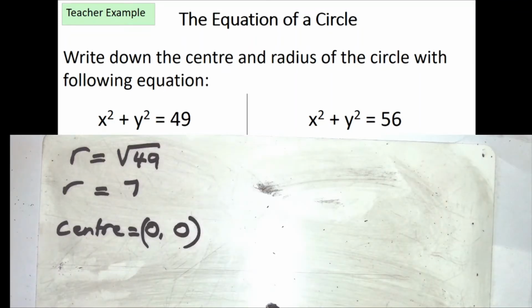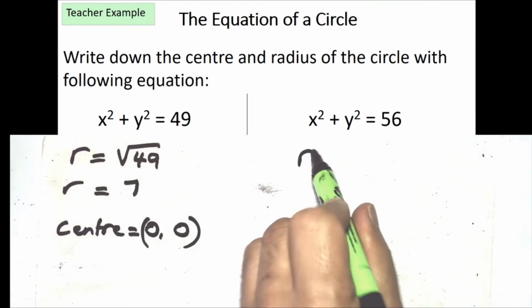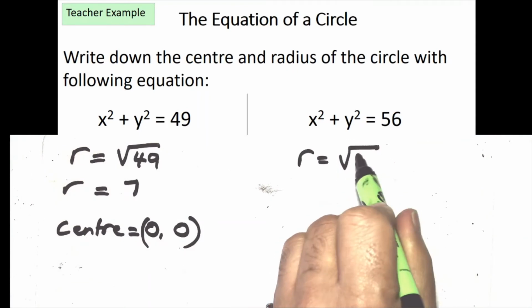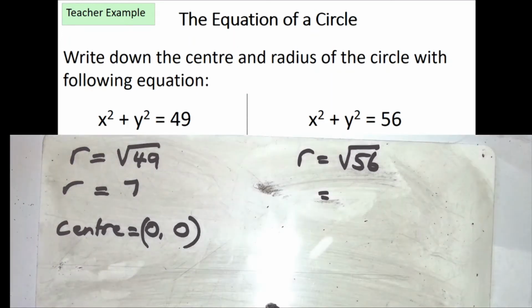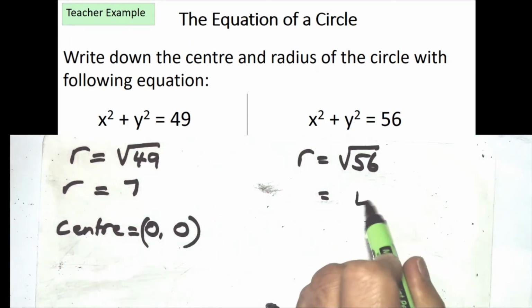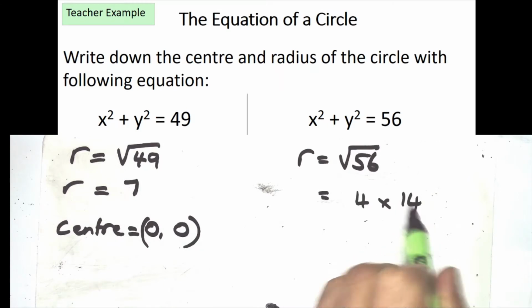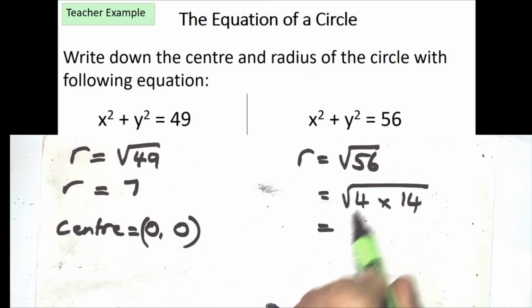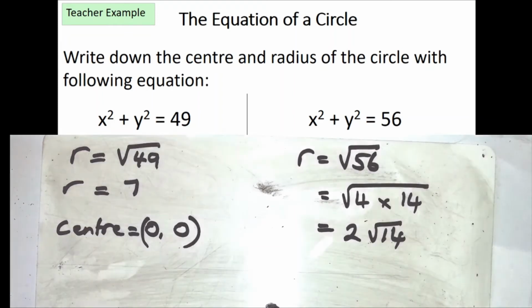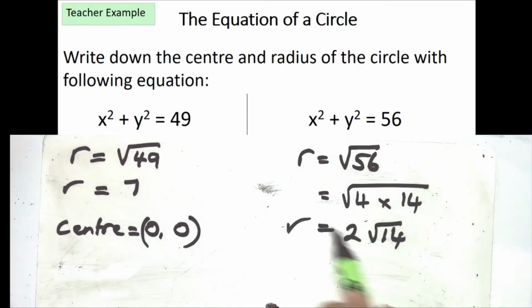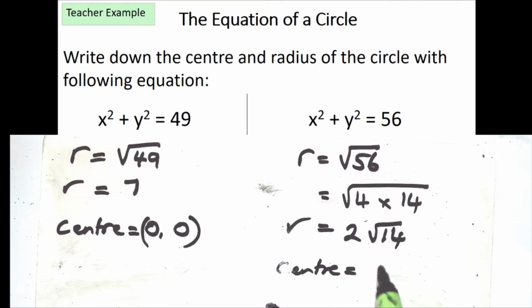The second example, we've got x squared plus y squared equals 56. So this time the radius is equal to the square root of 56. I'm now going to simplify this using surds. That is equal to the square root of 4 times 14, and I can square root the 4, so that becomes 2 root 14, and I'm going to leave it as that. So the radius is 2 root 14, and again the center is at 0, 0, at the origin.